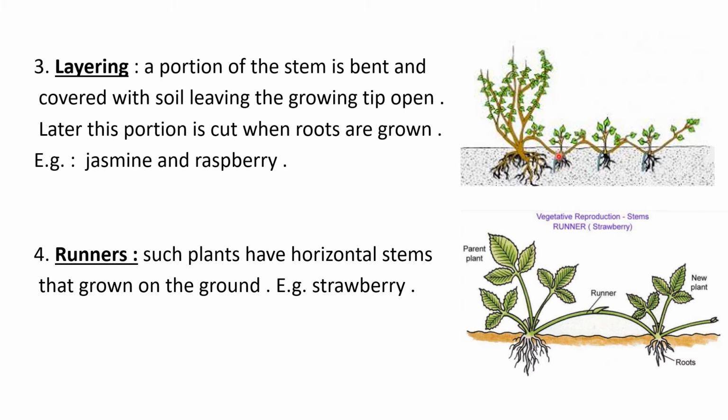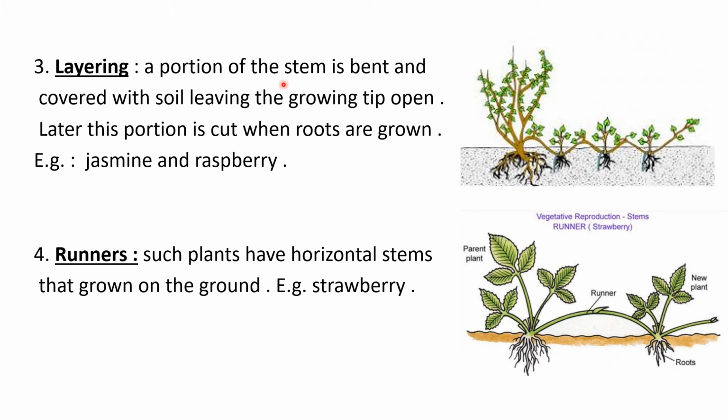It starts growing roots from here, and when it has grown roots and formed a new plant, the stem will be cut from here. In this way it forms a new plant. So this is called layering. In the same sequence, further stems are buried in the soil and new plants develop from there. This process continues.